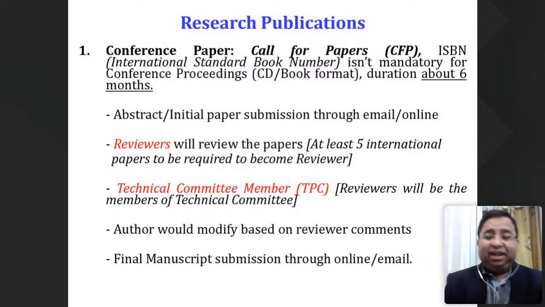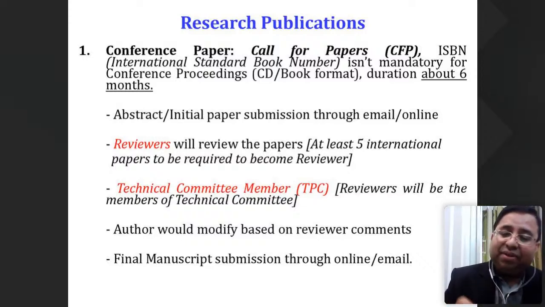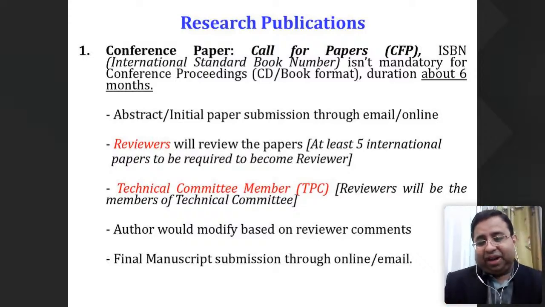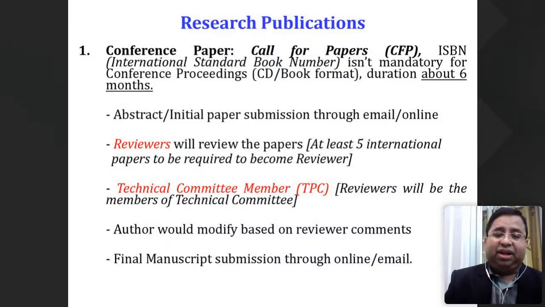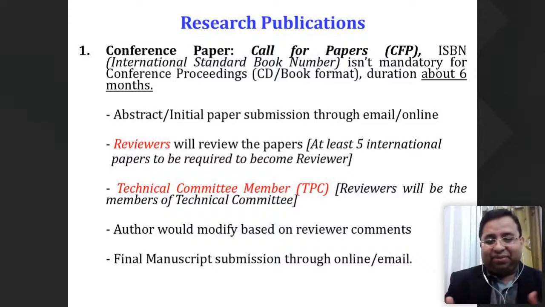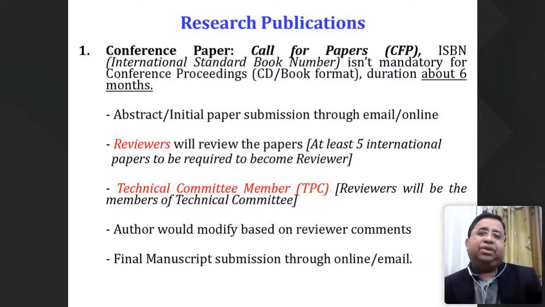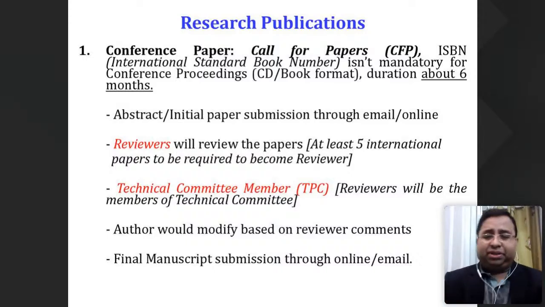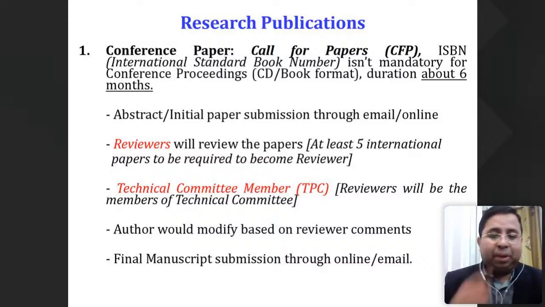And now comes the question: does the IEEE conference have the ISBN number? If it is a real IEEE conference, under the real banner of the IEEE, definitely they have the ISBN number. So it is a very mandatory condition. Okay. So you understand the quality of the IEEE conference. Usually the IEEE conference acceptance rate is about 50%. So it means if you submit a conference paper, there is no guarantee that your paper will be accepted. There is a 50% probability of acceptance.